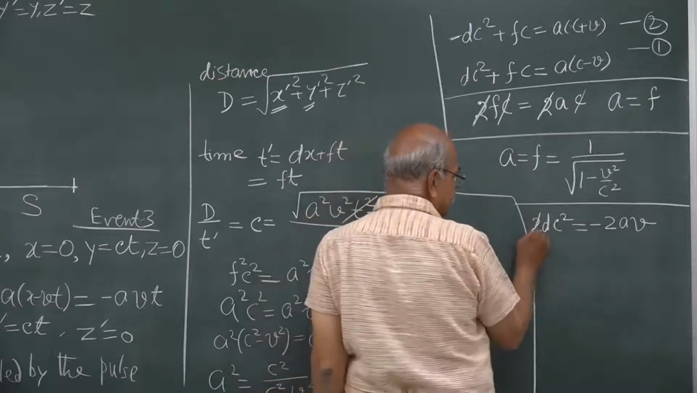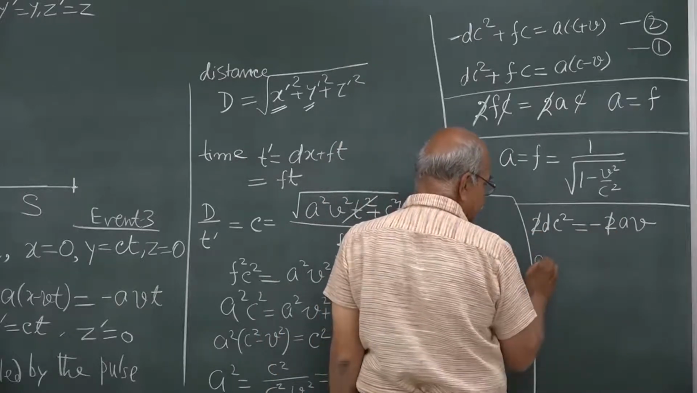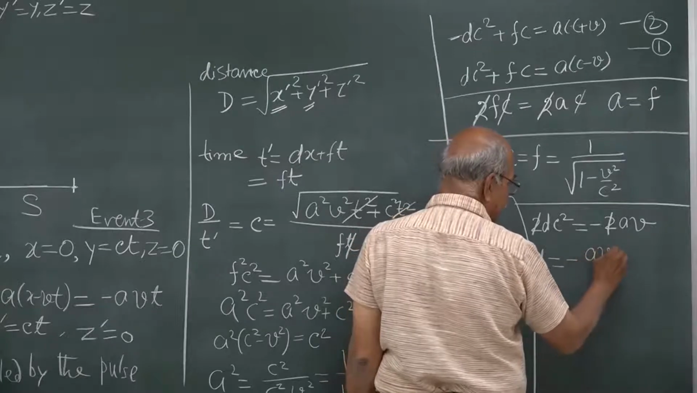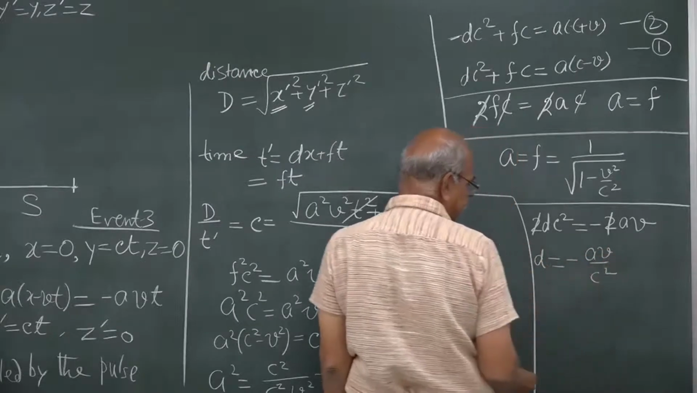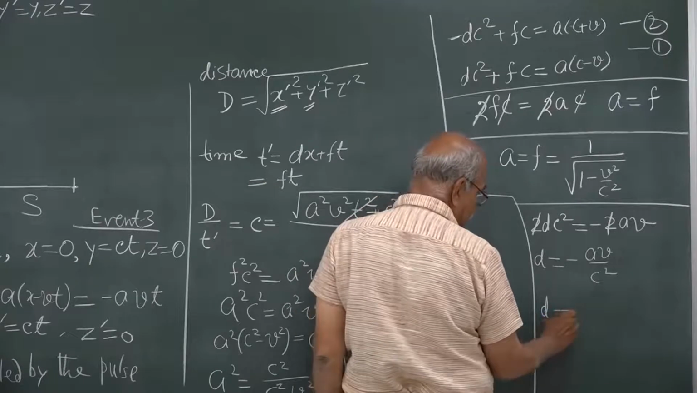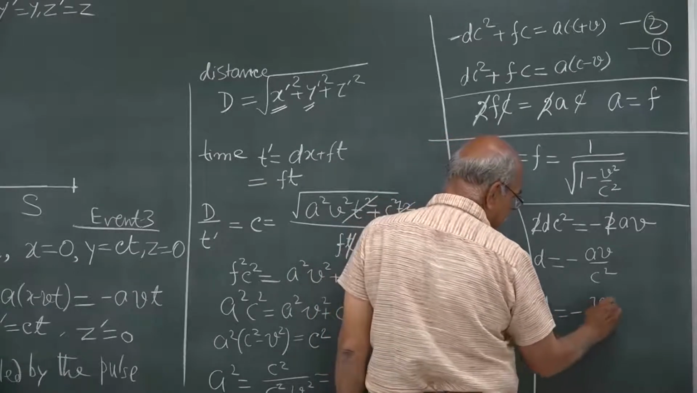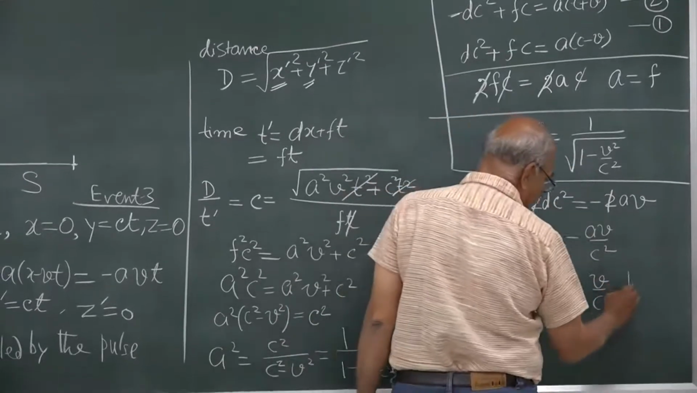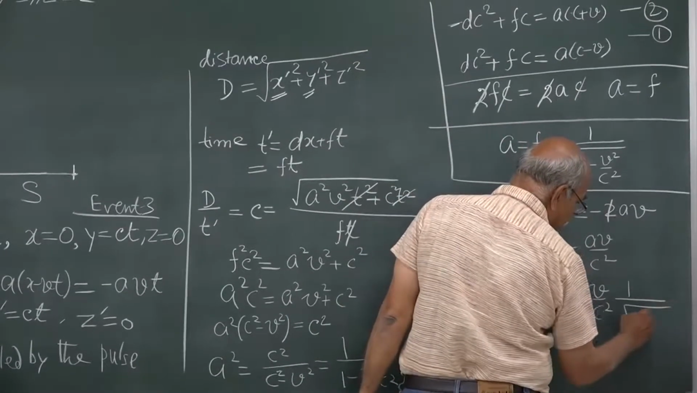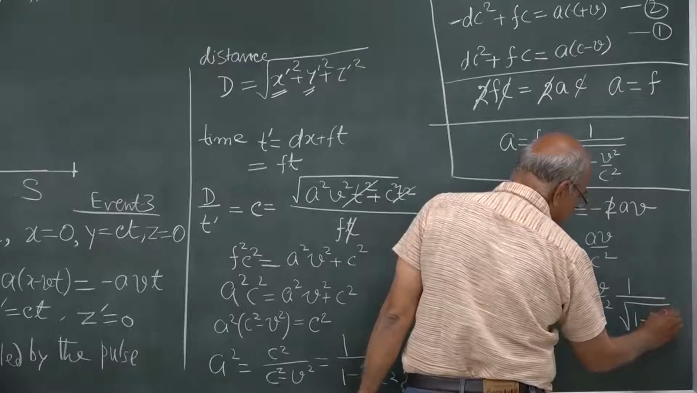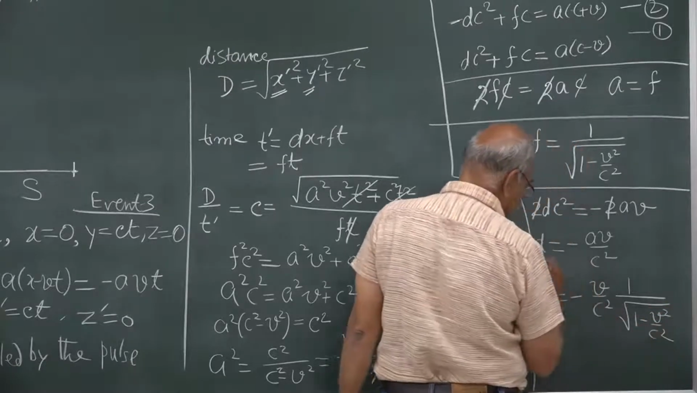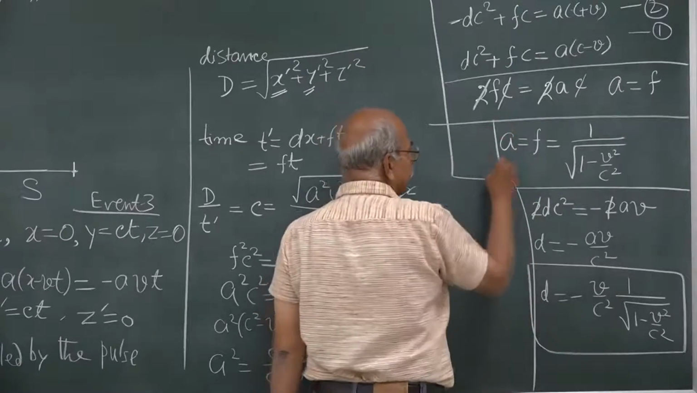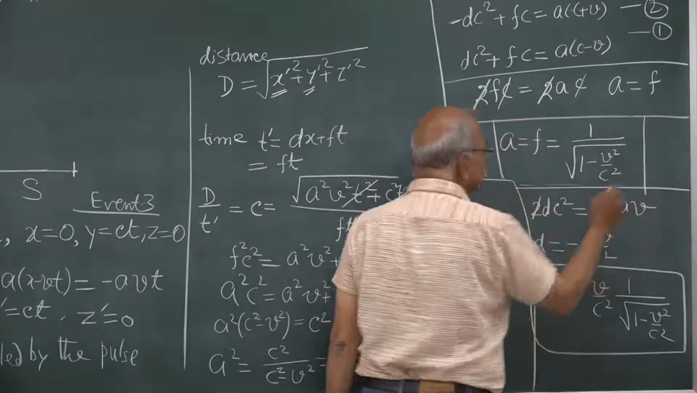and hence D is equal to minus A V by C square. So, D is equal to minus V by C square, and then A, and A is here 1 by square root of 1 minus V square by C square. So, I have all the 3 things with us, D is here and A and F are here.